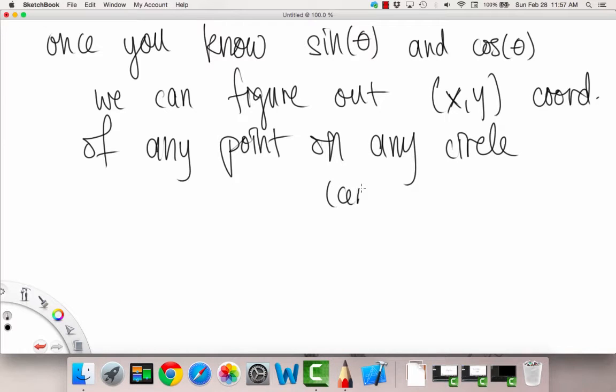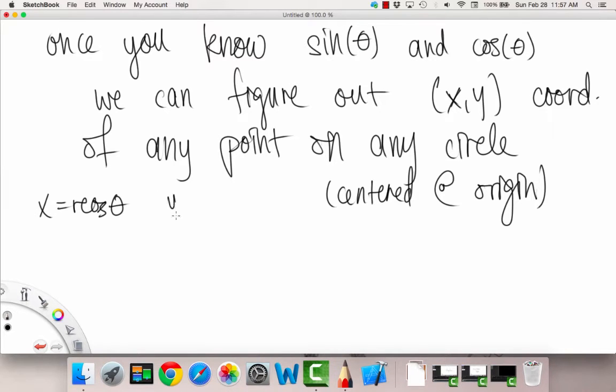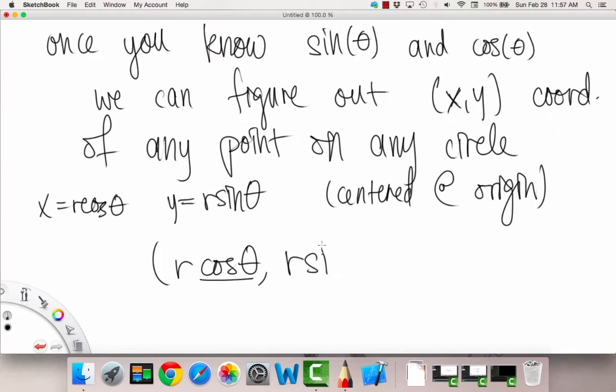Centered at origin, which is just 0, 0, by using the following: x is equal to r cosine of theta, and y is equal to r sine of theta. Okay, so then our xy coordinate would just be r times whatever cosine theta is, which we would know already. We would just know the cosine theta part from our unit circle, and then we could also say r sine theta would be our y coordinate, and we could figure out sine from using the unit circle.